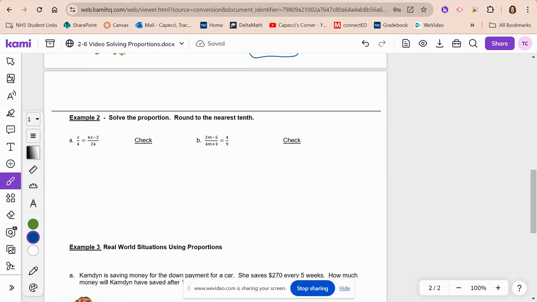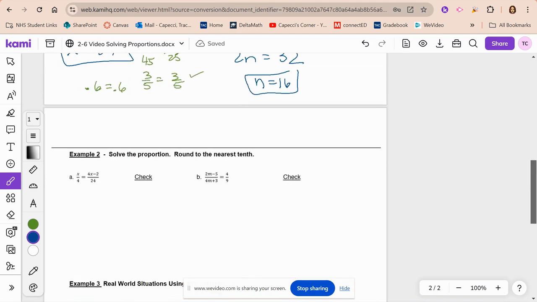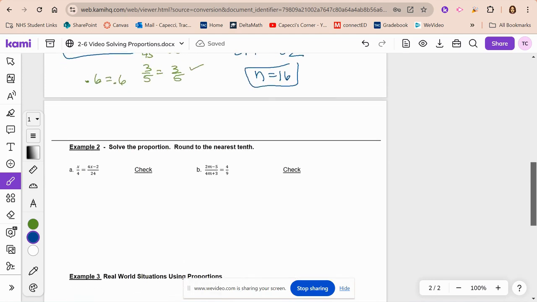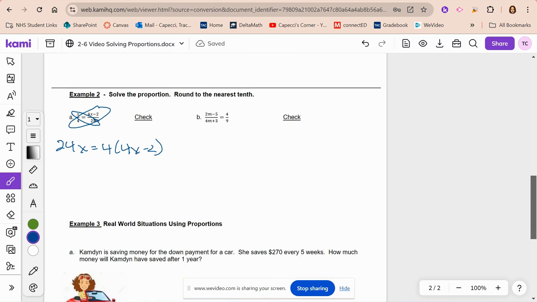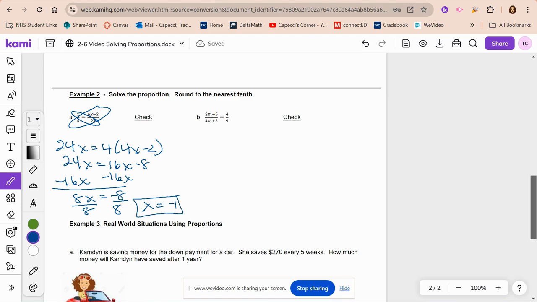Okay, let's look at some other examples. Same idea, except for now we have more than one x that we're dealing with. So I'm going to take one side and I get 24x is equal to, and then I'm going to multiply that by the other numerator and denominator. So I get 4 times 4x minus 2. Now again, I just keep going. Get rid of my parentheses first, order of operations. Bring my 16x to the other side. And I have 8x is equal to negative 8. Divide both sides by 8. And x is equal to negative 1.